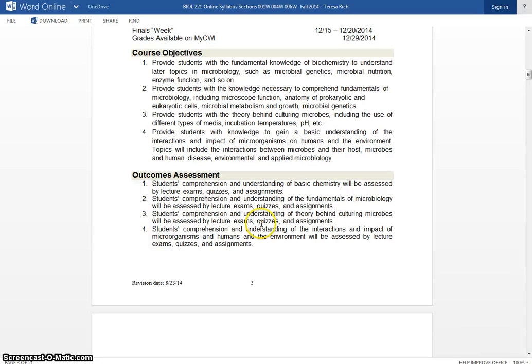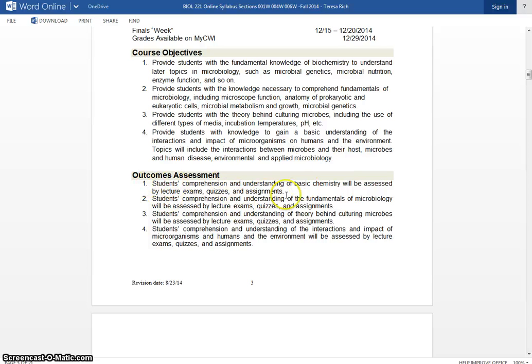Here are the course objectives. Basically, this is what you should know when you come out of this course. I tie in the chapter learning objectives into these course objectives. They're more detailed and I use them as study guides.